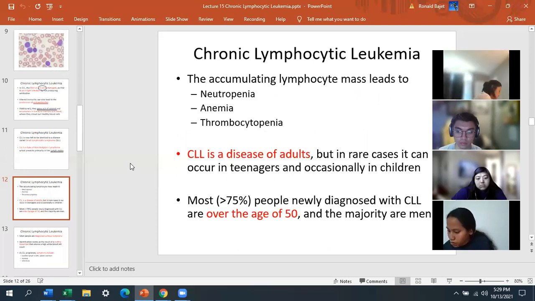Accumulating lymphocyte mass leads to neutropenia, which is low neutrophil count, anemia, and thrombocytopenia, low platelet count. CLL, like I mentioned earlier, is a disease of adults. It rarely occurs in teenagers and occasionally in children, but mainly CLL is found in elderly adults. More than 75% of people newly diagnosed with CLL are over the age of 50, and the majority are men.